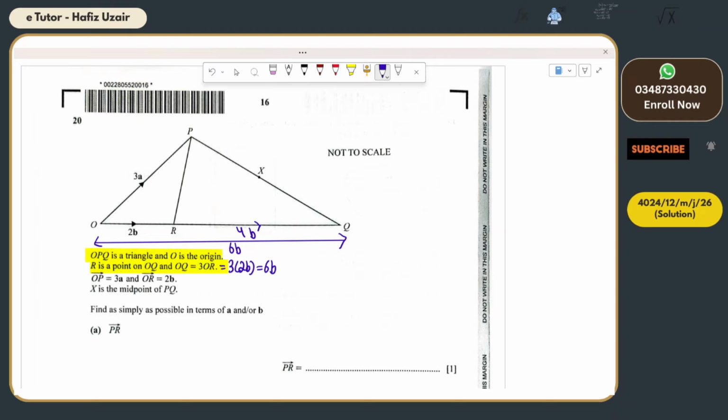All right. First thing you need to do is find PR. Also, you have OP equal to 3A, OR equal to 2B, and X is the midpoint of PQ. This is also important. You need to find PR, so you need to move from P to R. We go like this, P to R, so we are going in the opposite direction to the vector 3A. That will become minus 3A. And now we are following the arrow direction, plus 2B. Minus 3A plus 2B.